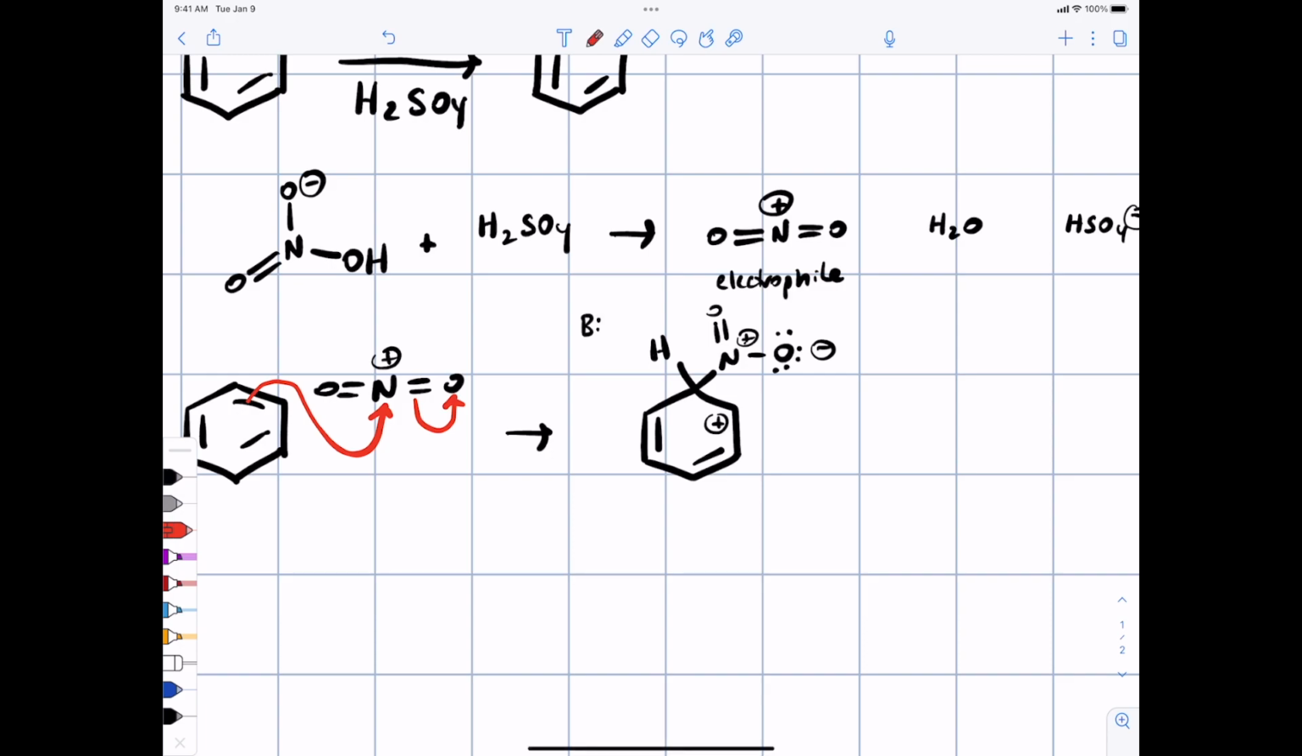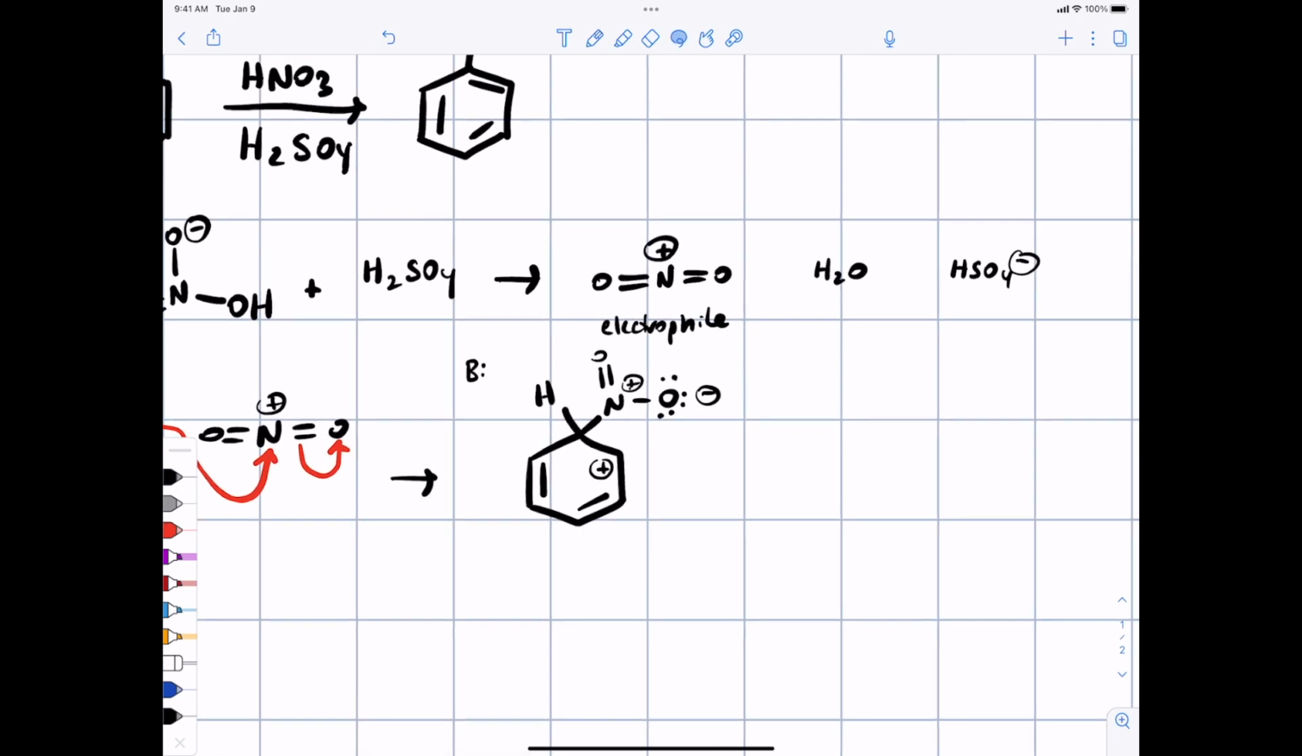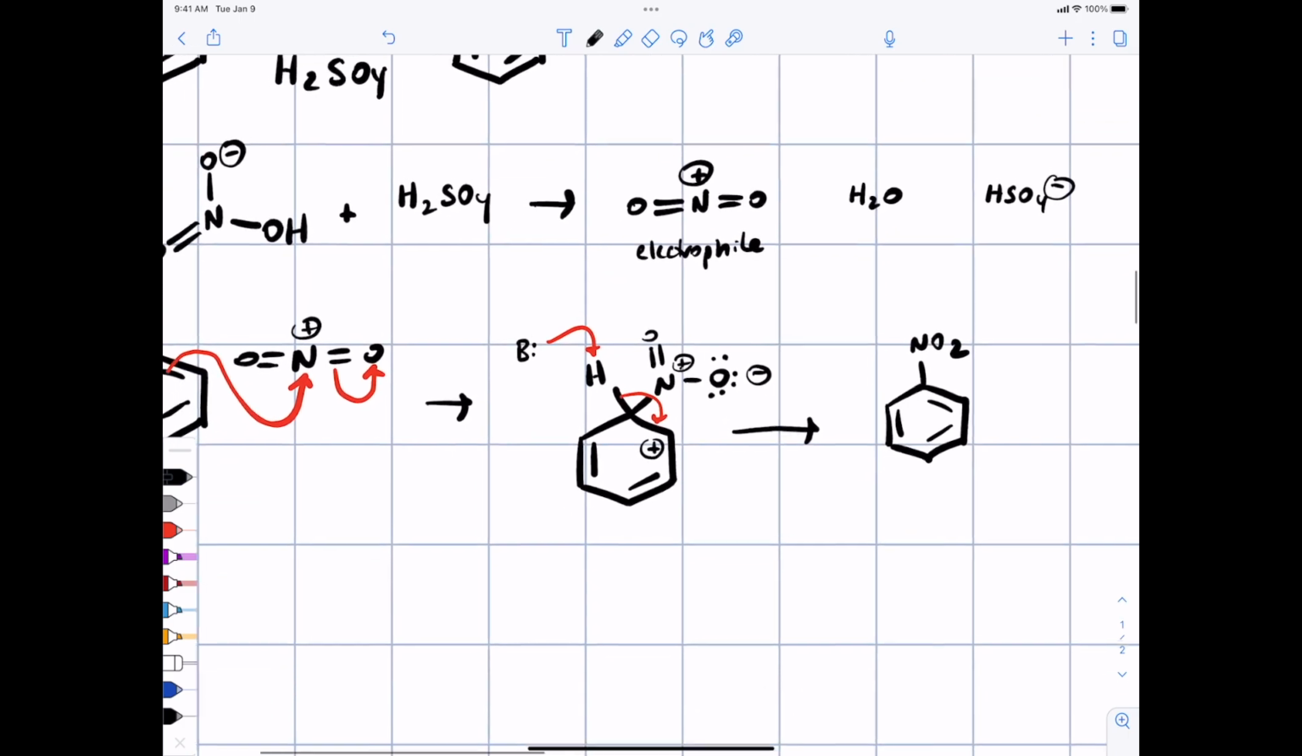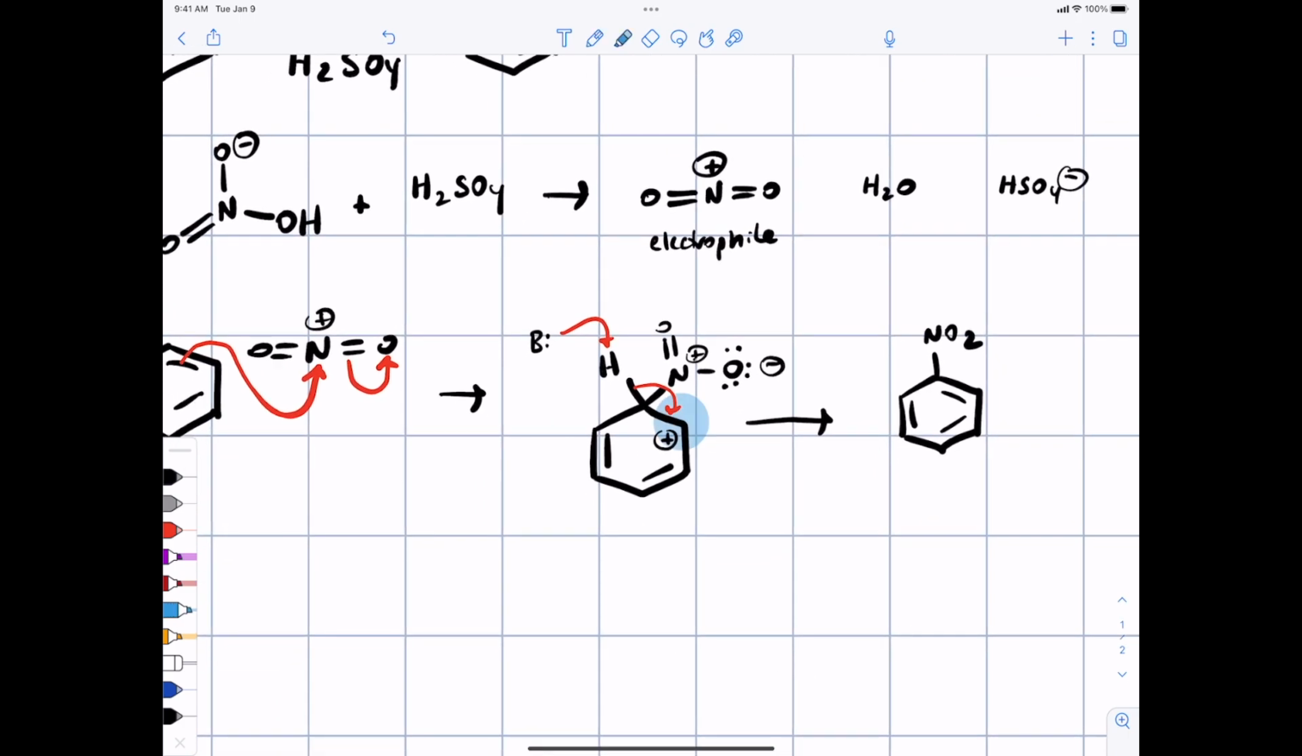Some base, doesn't matter what it is. It could be water, it could be the conjugate base of sulfuric acid. Removes the proton to restore aromaticity and get us to our nitrated product, NO2. And again, you have this resonance stabilized non-aromatic intermediate where the positive charge is on carbons 2, 4, and 6. All right, anything you want to say about that?